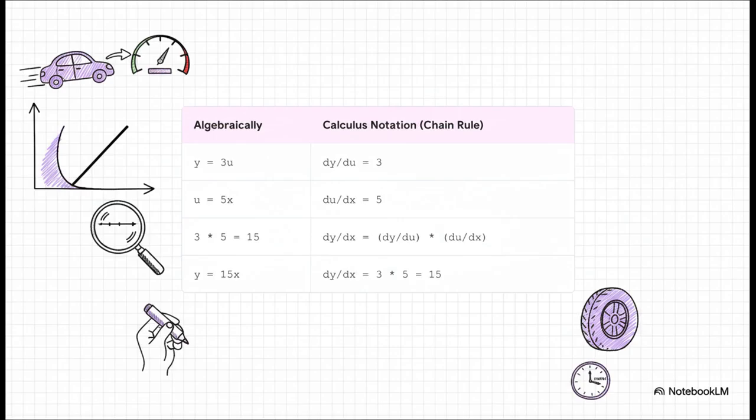Now, I know that calculus notation on the right looks a little scary, but just look at the logic on the left. It's so simple. If y changes 3 times as fast as u, and u changes 5 times as fast as x, well, it just makes sense that y is going to change 3 times 5, or 15 times as fast as x. You just multiply the rates together. That's all the chain rule is. It's just a formal way of linking those rates together.